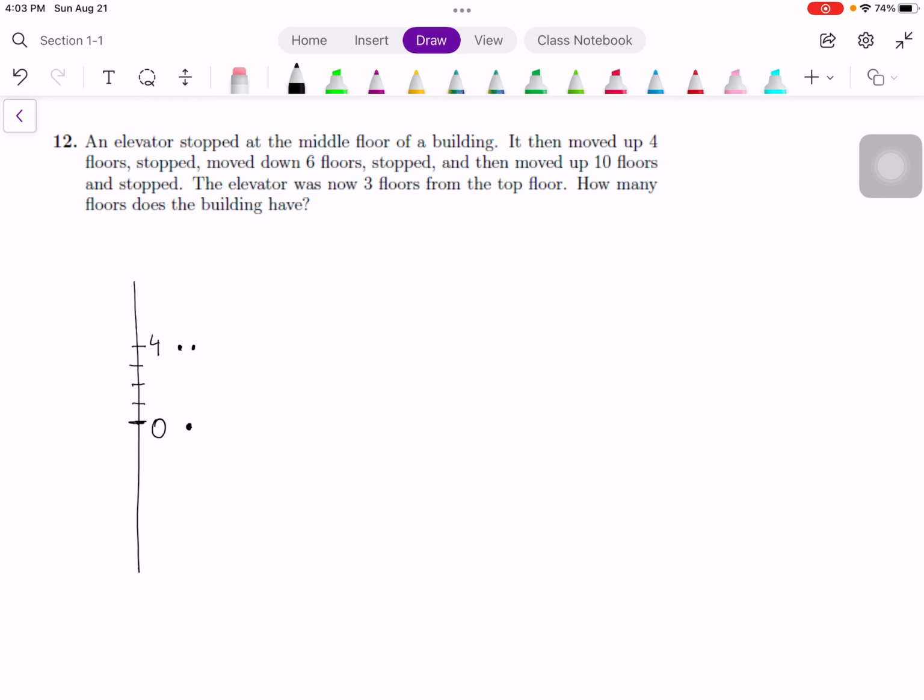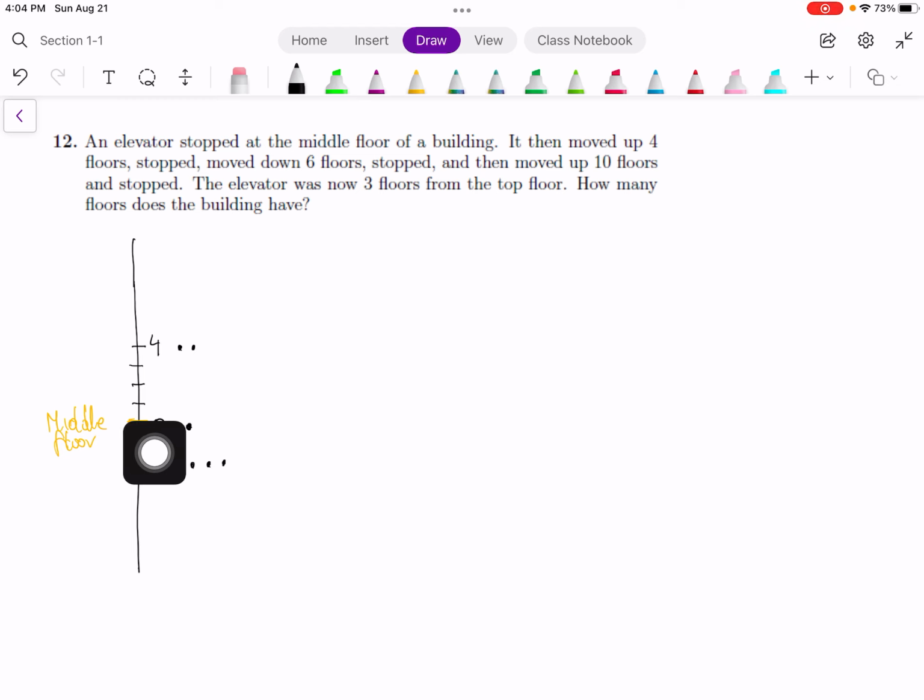And stopped. Then moved down 6 floors and stopped. So when you go down 6 floors, I'm gonna get to say -2, right? Again, 0 is the middle floor. Okay, so that's my third progression. So moved down 6 floors and stopped. Then moved up 10 floors. So now go next 10 floors. So I'm here, at -2. So I go 2 up.